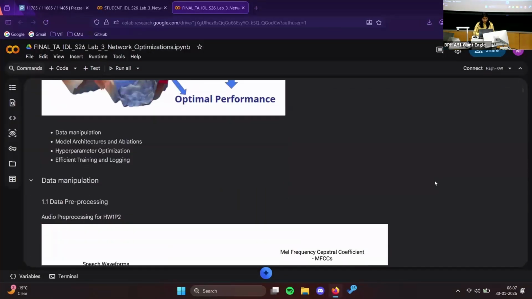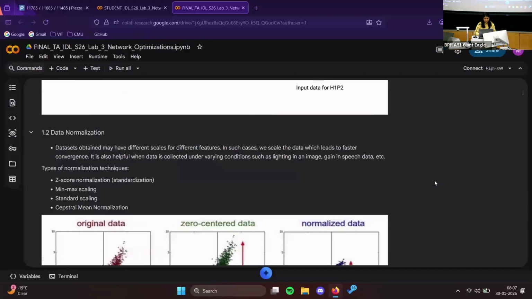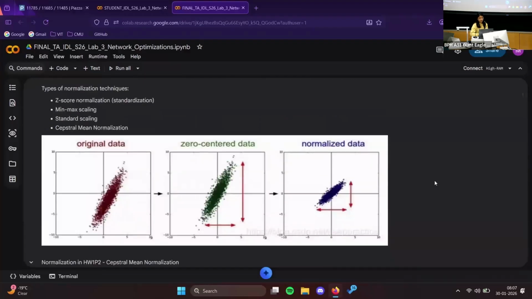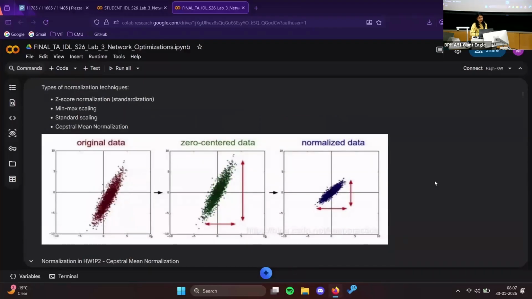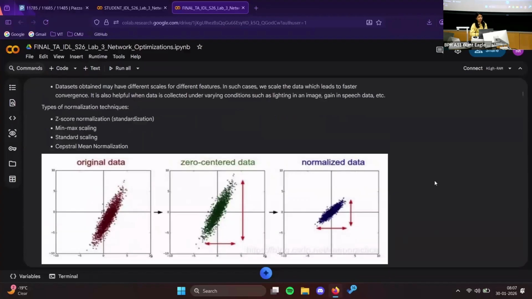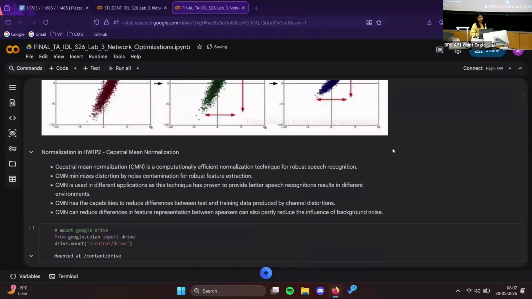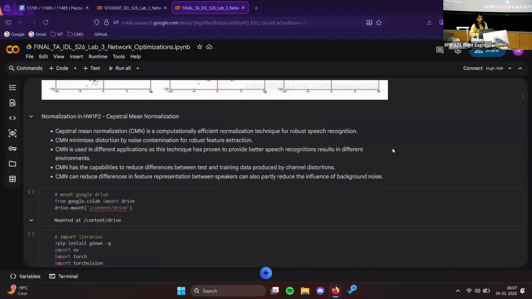Thank you. Okay. So the next step after data cleaning is data normalization, as we discussed. This is to rescale the features. There are different techniques like z-score normalization, which we just saw. Apart from that, you could also do min-max scaling or standard scaling. And in your homework 1 part 2, you are using cepstral mean normalization. This is a normalization technique for cepstral features. It is a computationally efficient normalization technique for robust speech recognition.